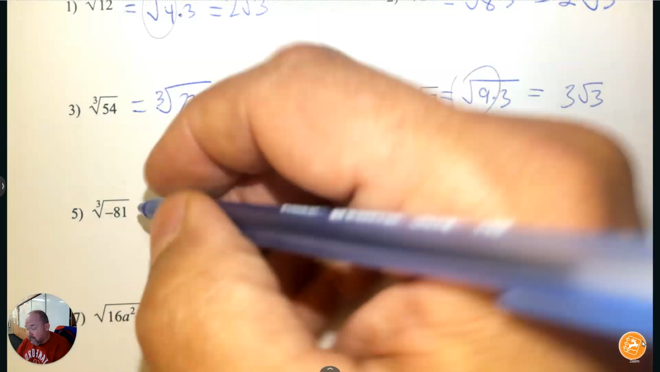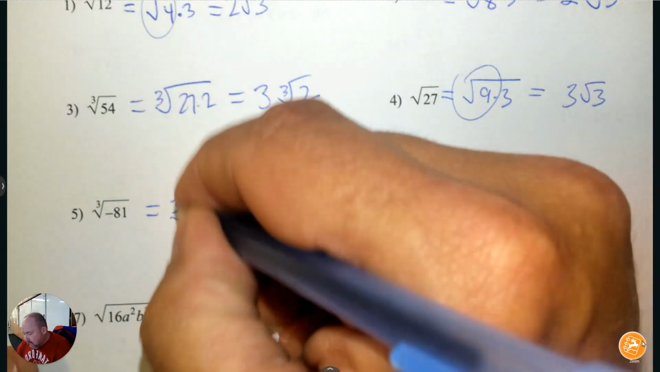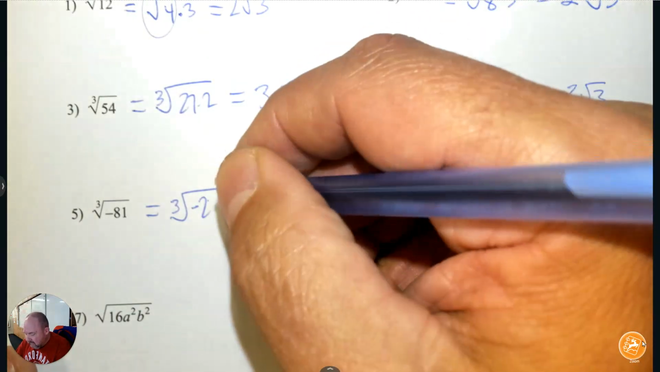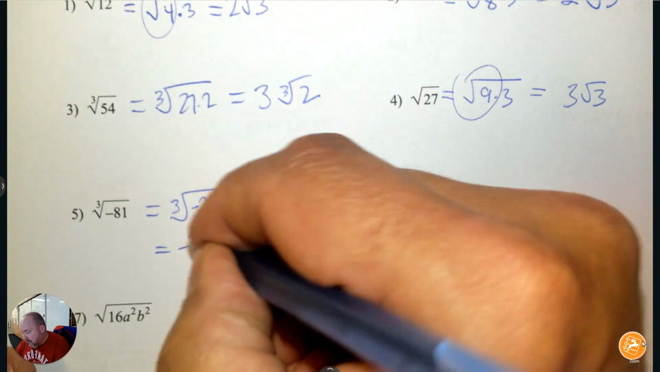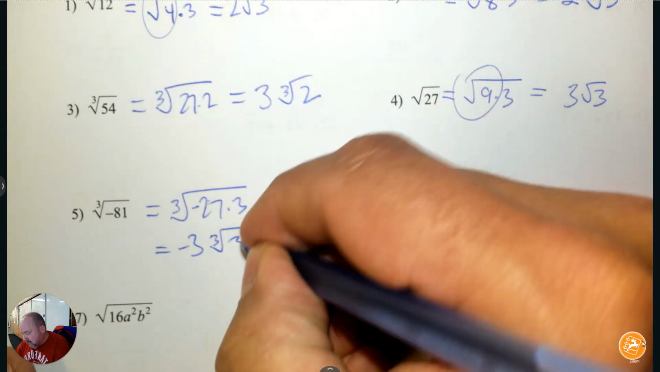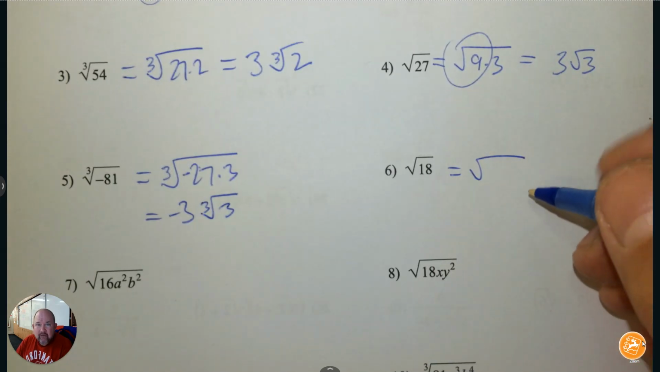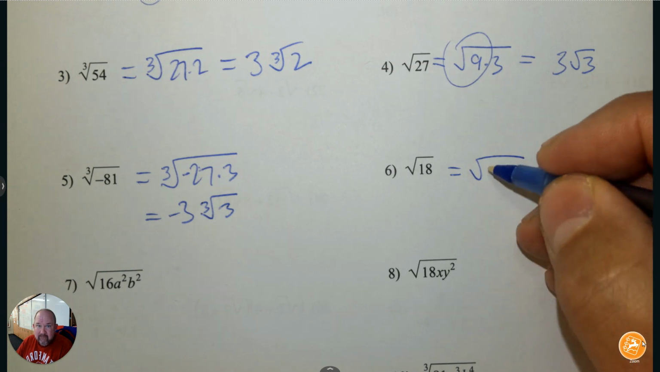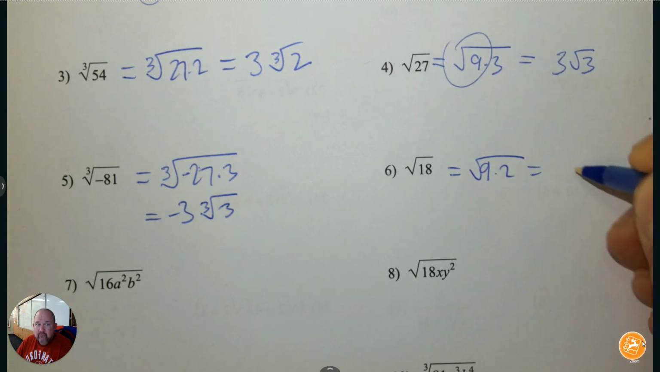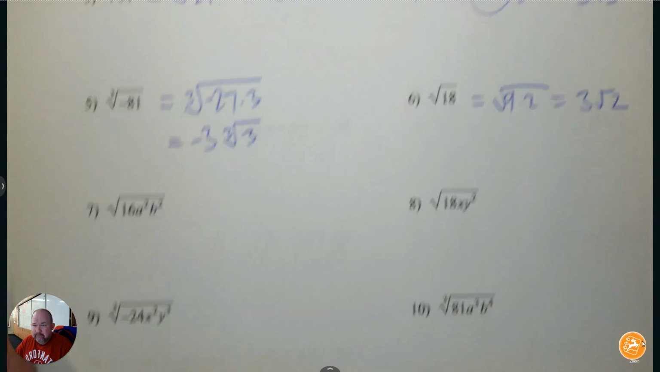The cube root of negative 81. Remember that cube roots can be negative. That's going to be negative 27 times 3. And the cube root of negative 27 is negative 3, with 3 left over. Square root of 18, can you simplify that? What number can you square root that goes into 18 evenly? That's 9. That's 9 times 2. So the square root of 9 is 3. So it's 3 root 2.